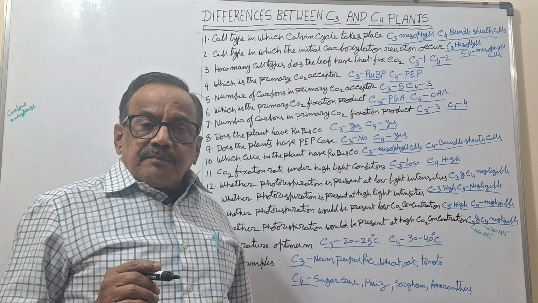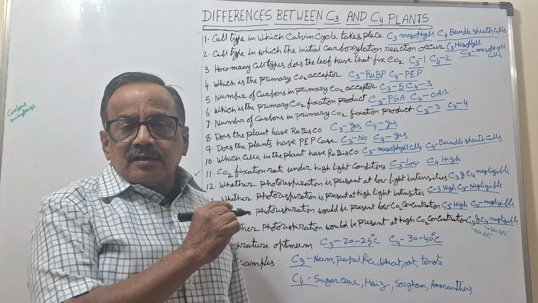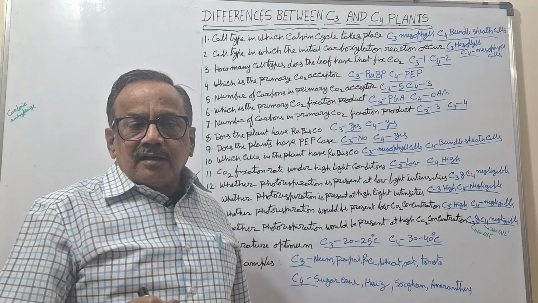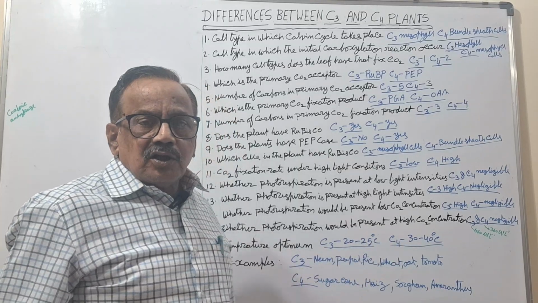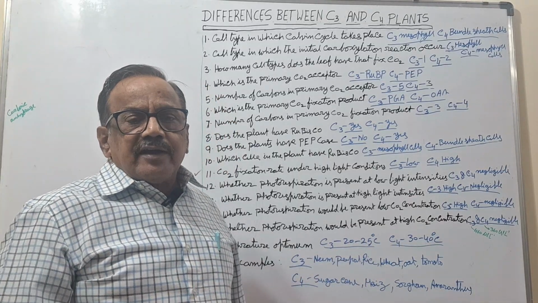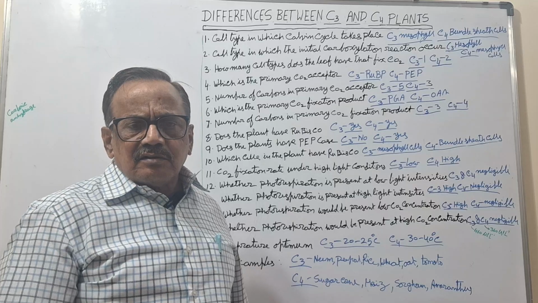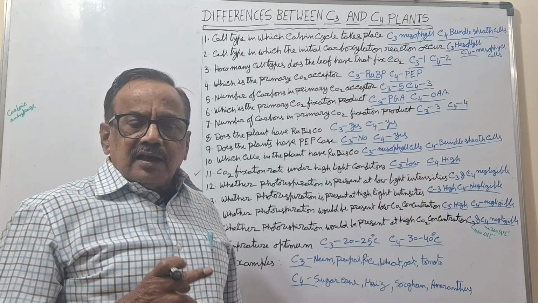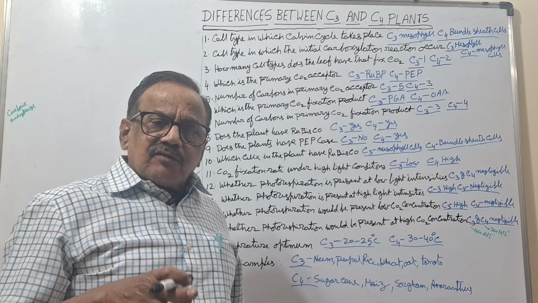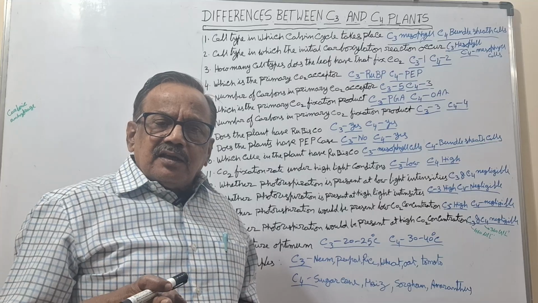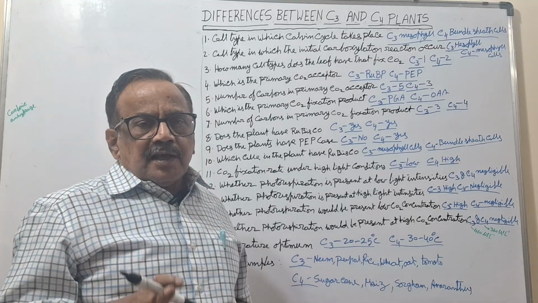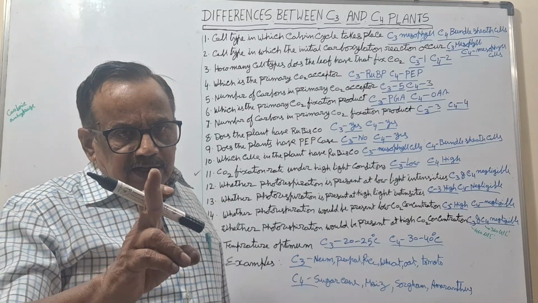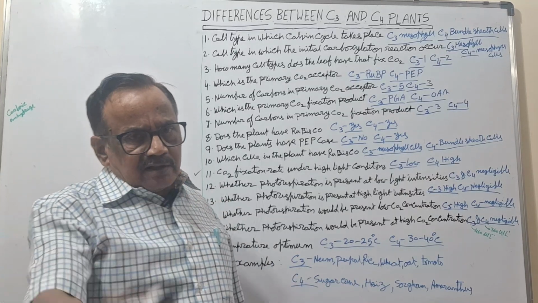Now the optimum temperature of the C4 cycle is 30 to 40 degrees. So if it is 25, the rate will reduce. So the optimum temperature of 30 to 40 is for the C4 cycle, not for the Calvin cycle. Remember it, because he can ask this question.